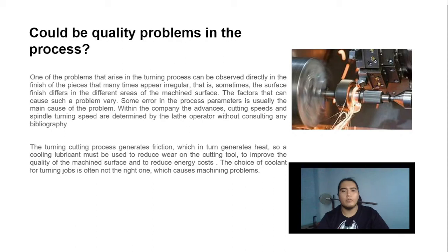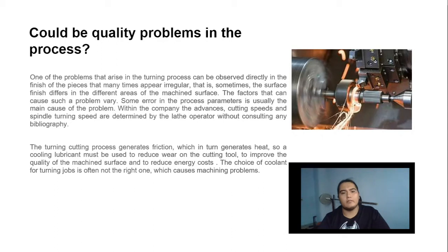There could be quality problems in the process. One of the problems that arise in the turning process can be observed directly in the finish of the pieces, which many times appears irregular. Sometimes the surface finish differs in different areas of the machined surface. The factors that can cause such problems vary.